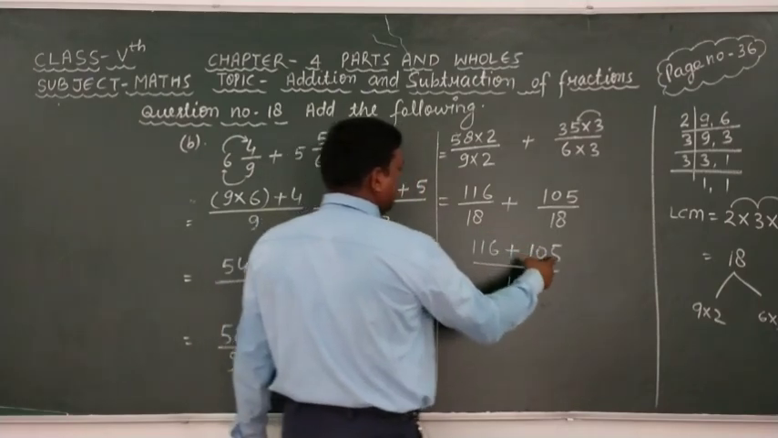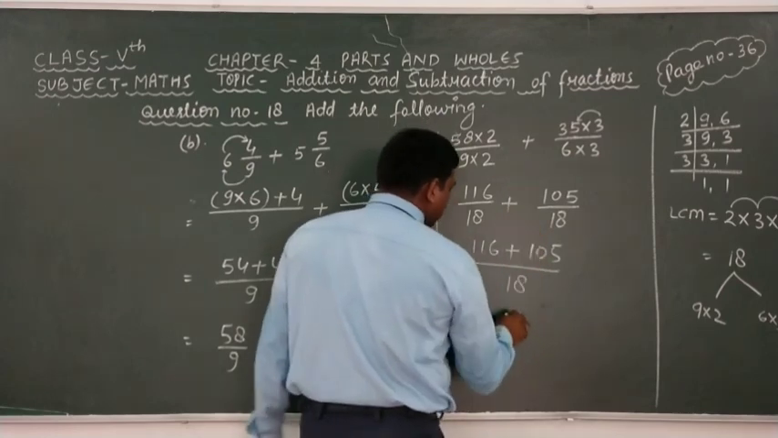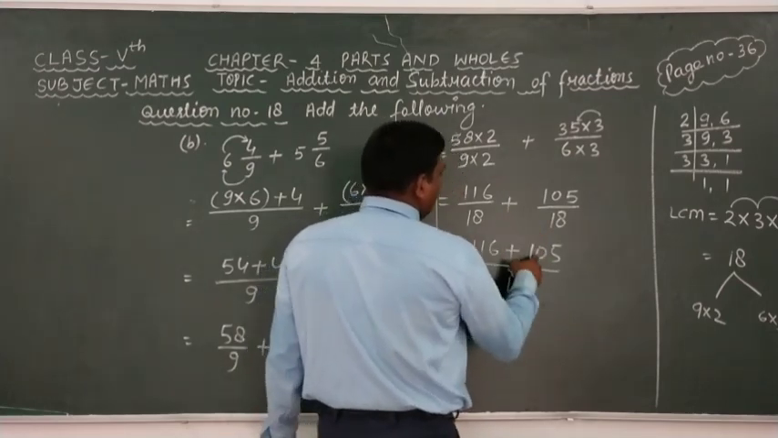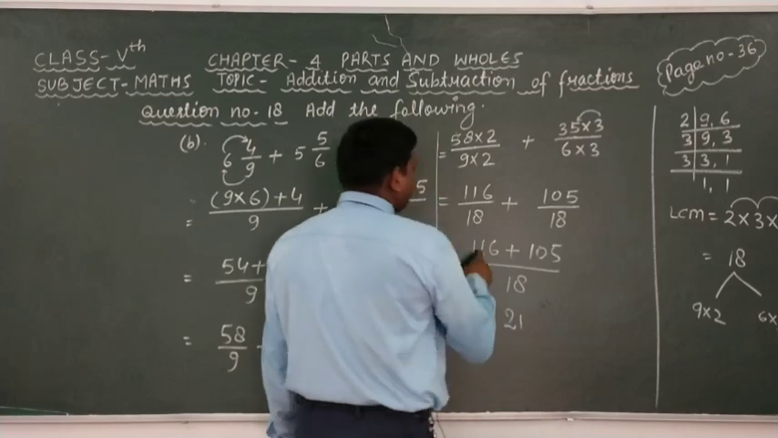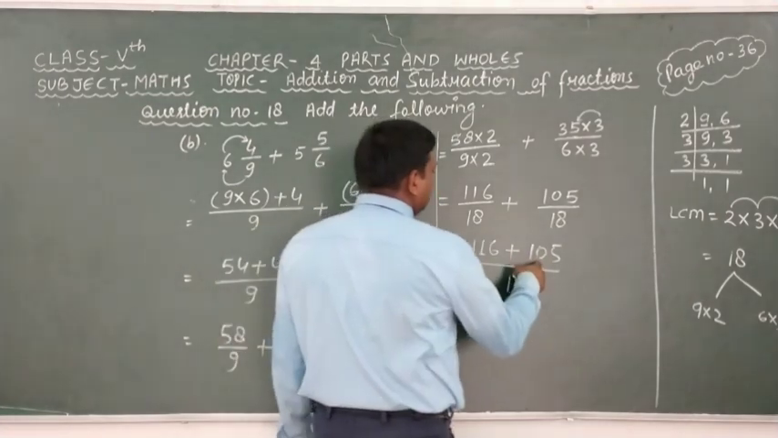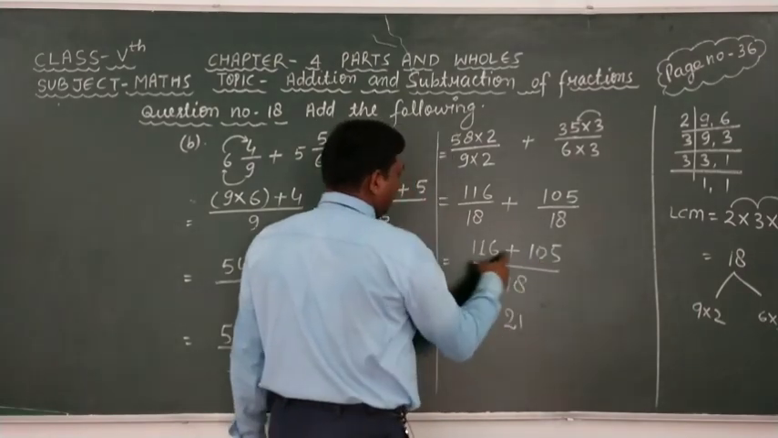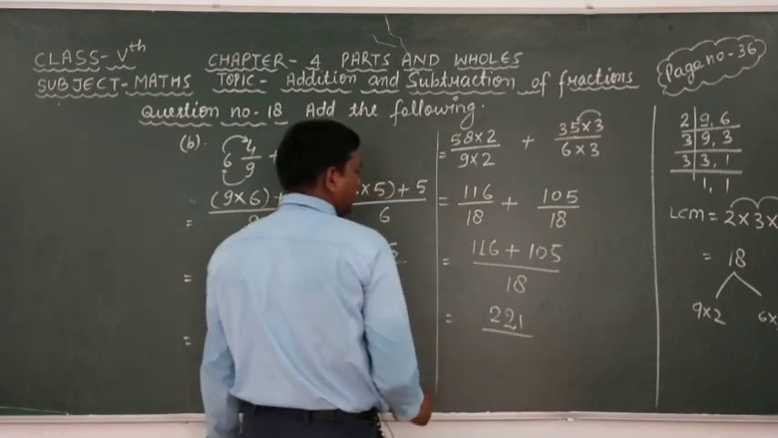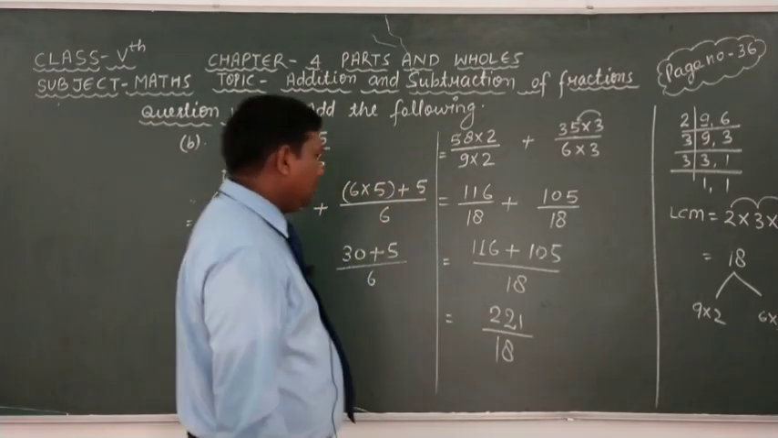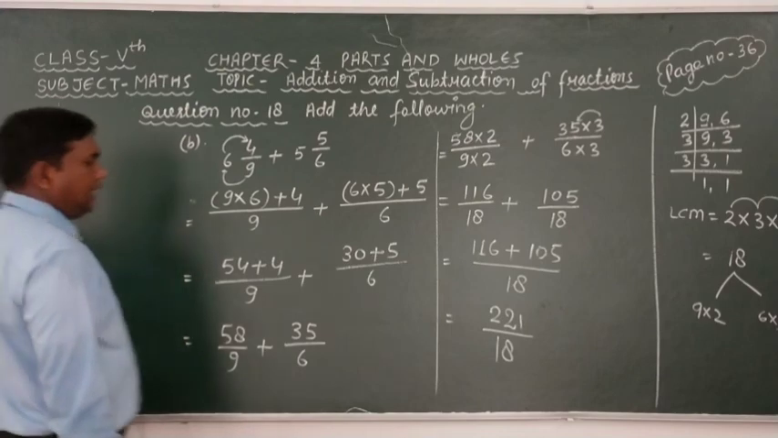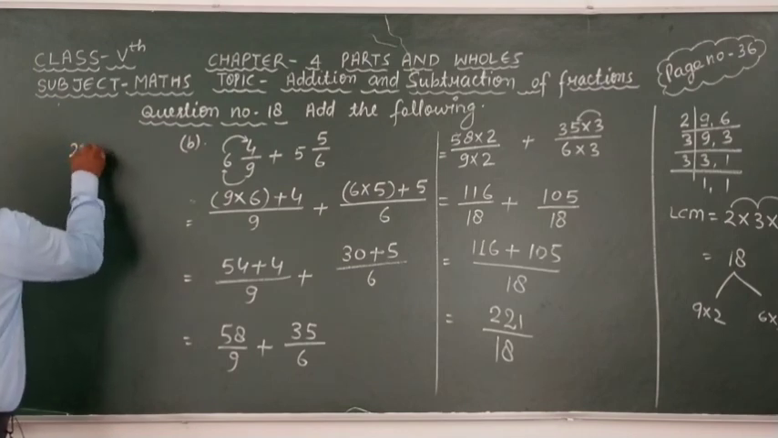After adding this we get 5 plus 6 is 11, 1 carry 1, 1 plus 0 is 1, and plus carry 1 is 2, 1 plus 1 is 2, 221 over 18. This is an improper fraction, therefore we have to change the given improper fraction into a mixed fraction by division method.